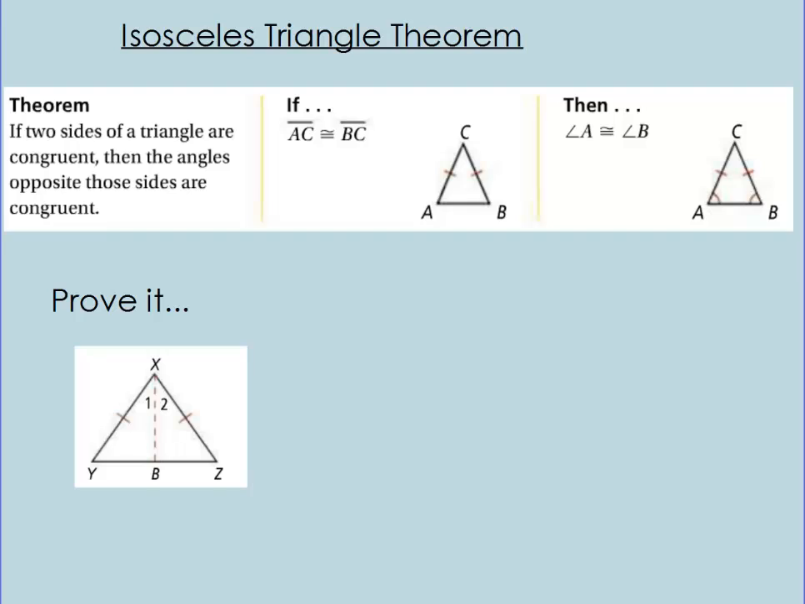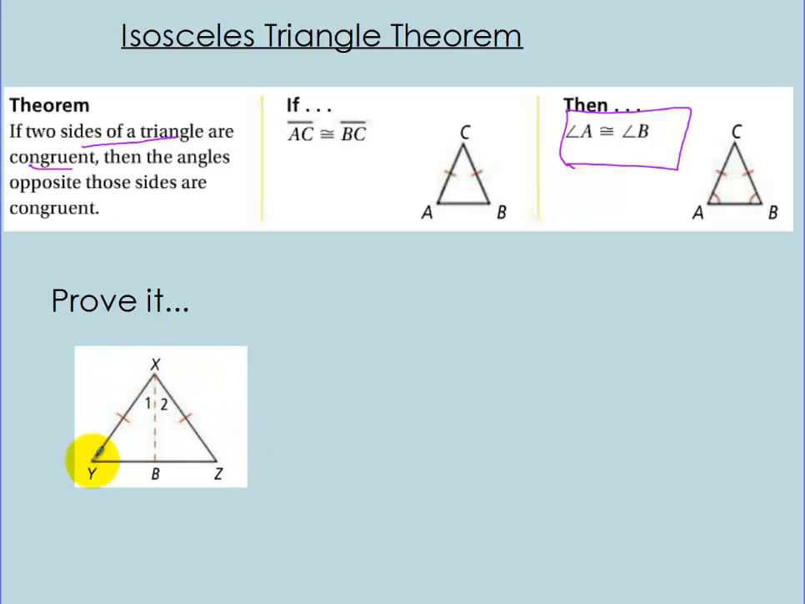All right. So one theorem for the isosceles triangle. If we have two sides of the triangle congruent, so basically if we have an isosceles triangle, then the angles opposite of those sides are also congruent. So if these two sides are congruent right here, CA and CB, then angle A and angle B are also congruent. And we can prove this.